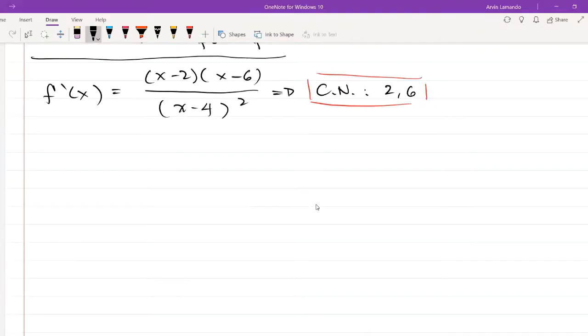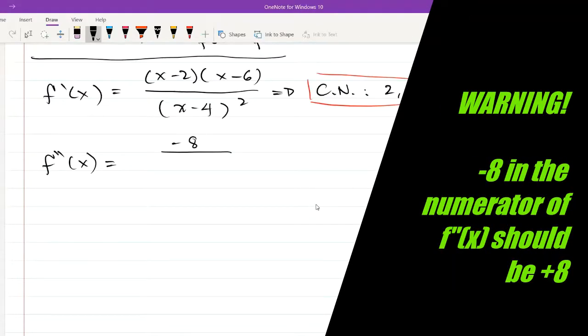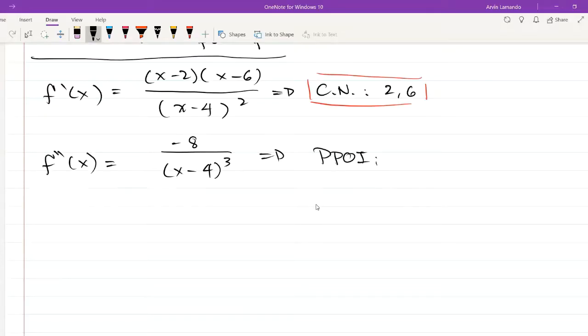To solve for the possible points of inflection, we should compute the second derivative, and I will just give the simplified expression for the second derivative. It's equal to negative 8 all over x minus 4 cubed. So this implies that the possible points of inflection are, actually there are none. This function has no zeros, and the only number that will make this undefined is 4. However, 4 is not part of the domain of f. Therefore, there are no possible points of inflection.